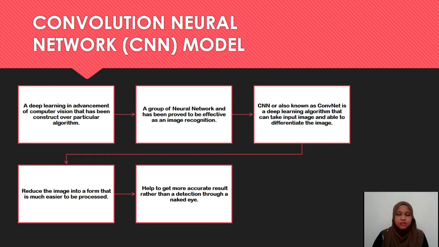Convolutional neural network (CNN) model. It is a deep learning advancement of computer vision that has been constructed over a particular algorithm. CNN is a group of neural networks and has been proven to be effective in image recognition. CNN, also known as ConvNet, is a deep learning algorithm that can take an input image and differentiate the image accurately. It also helps to reduce the image into a form that is much easier to process, and it helps to get more accurate results rather than detection through the naked eye.